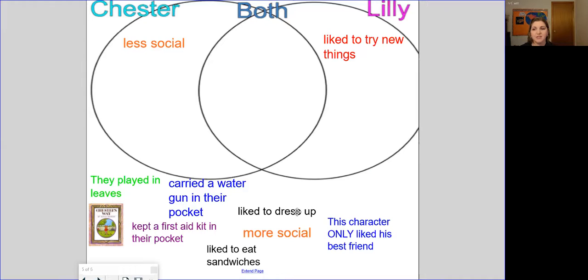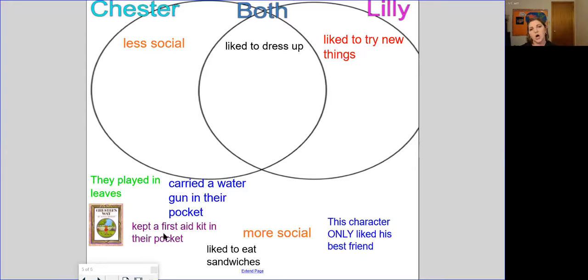Who liked to dress up? In the beginning, we know that Lily loved to dress in disguises, but the boys liked to dress up for Halloween. So where would we put this one? I think we put it in the middle because they both liked to dress up.